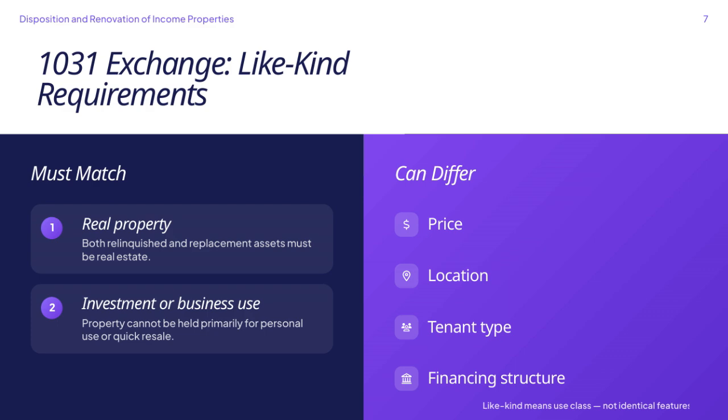Now, even though the properties must be of like kind, this doesn't mean they have to be identical. The price, location, tenant type, or even how the financing is structured can be different. Like kind really refers to the same general use class of property, not exact matching features. So, as long as the properties fall under the same broad category, the exchange can qualify. Understanding these requirements is essential to making sure a 1031 exchange is valid and compliant with the IRS rules.